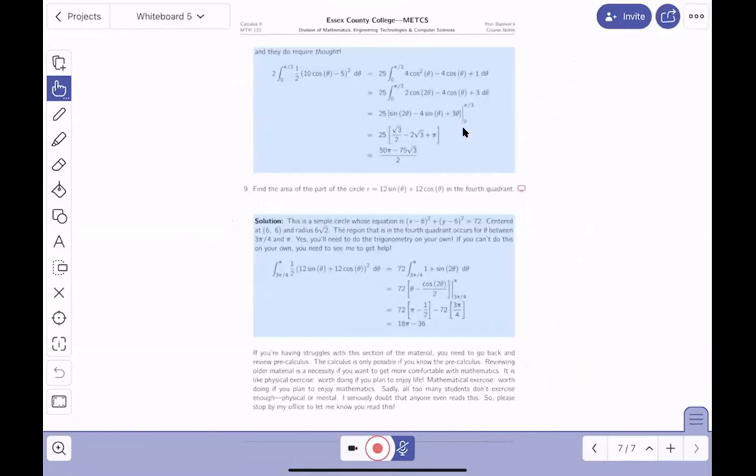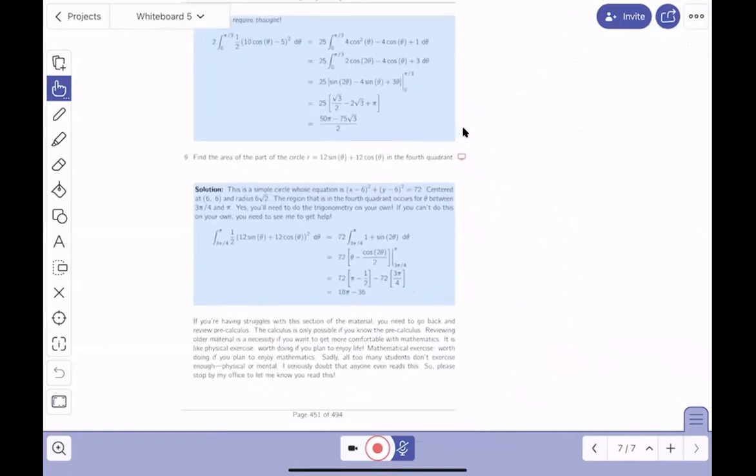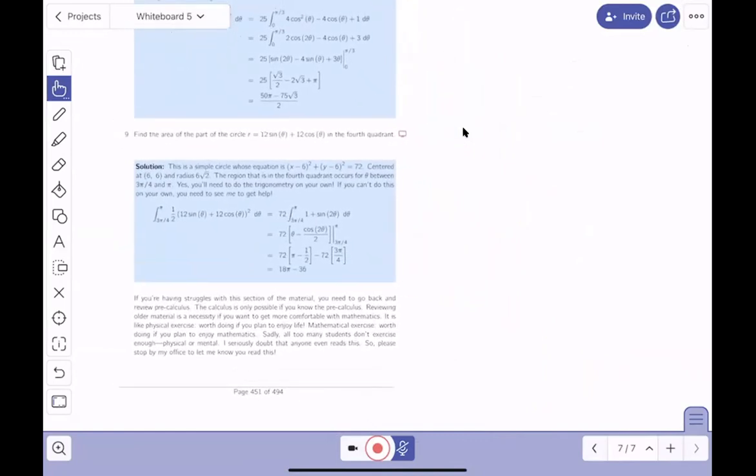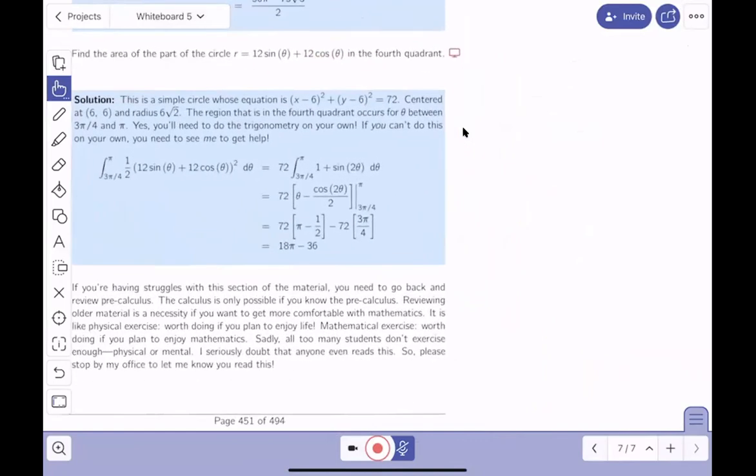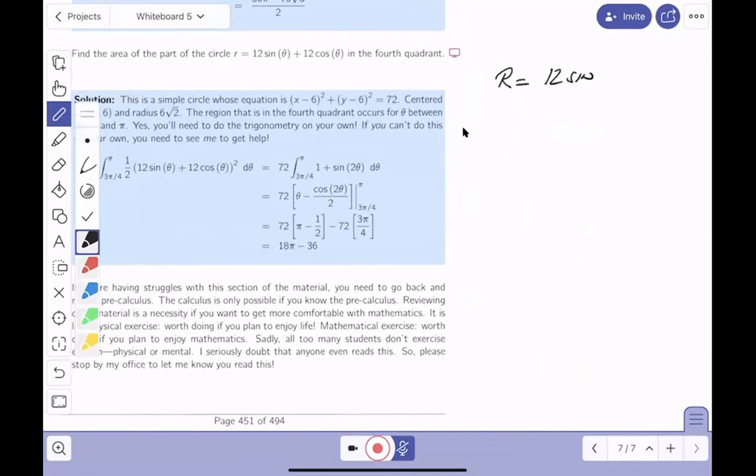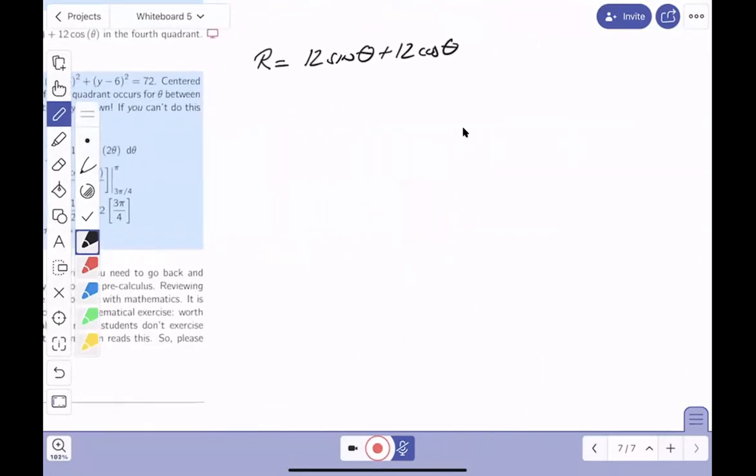So number 9. Let's do it. It doesn't look easy to me, I'll be honest with you. I have to make sure I understand the question though. It says it's a circle, at least it gives me that. Let's write this down. r equals 12 sine theta plus 12 cosine theta. I'm going to multiply both sides by r, and what would you get? r squared equals 12 r sine theta.